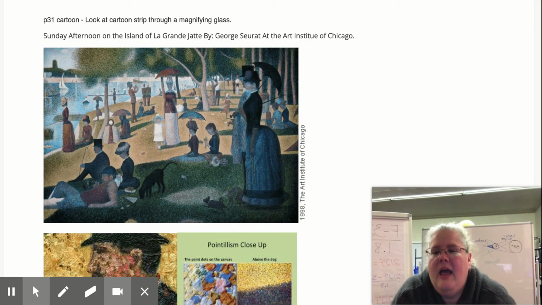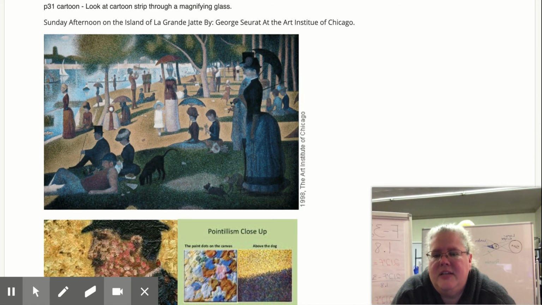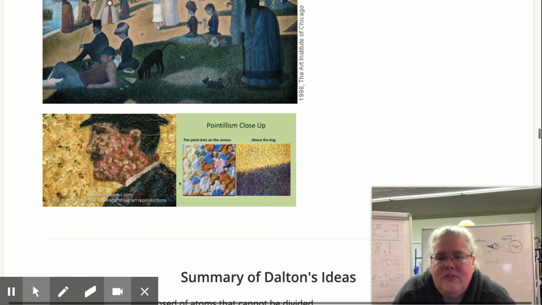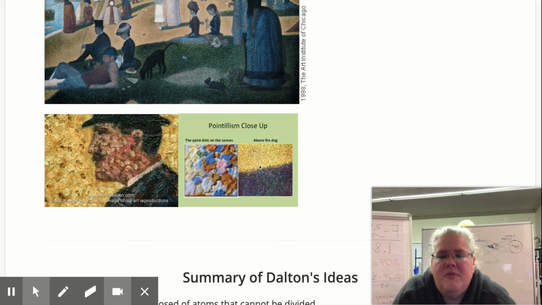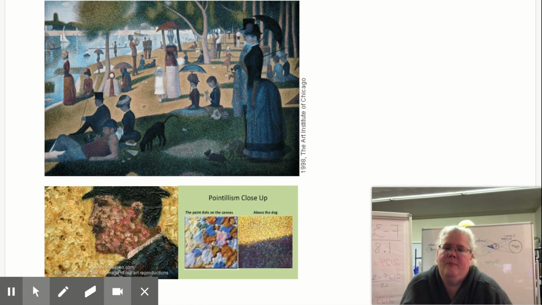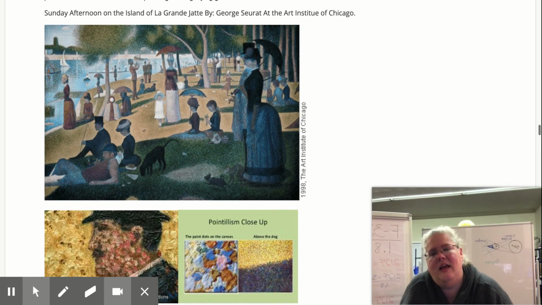And if we look at one of the gentleman's faces right here, you can actually see that his face that looks like a whole structure is a series of different individual dots. And if you look at that even closer, you can see the pigmentation above it. This is above the dog, and this is the paint dots on the canvas. So this is really looking at the fact that when we look at anything, what we perceive as solid, in this case as an image, is made up of tiny dots.